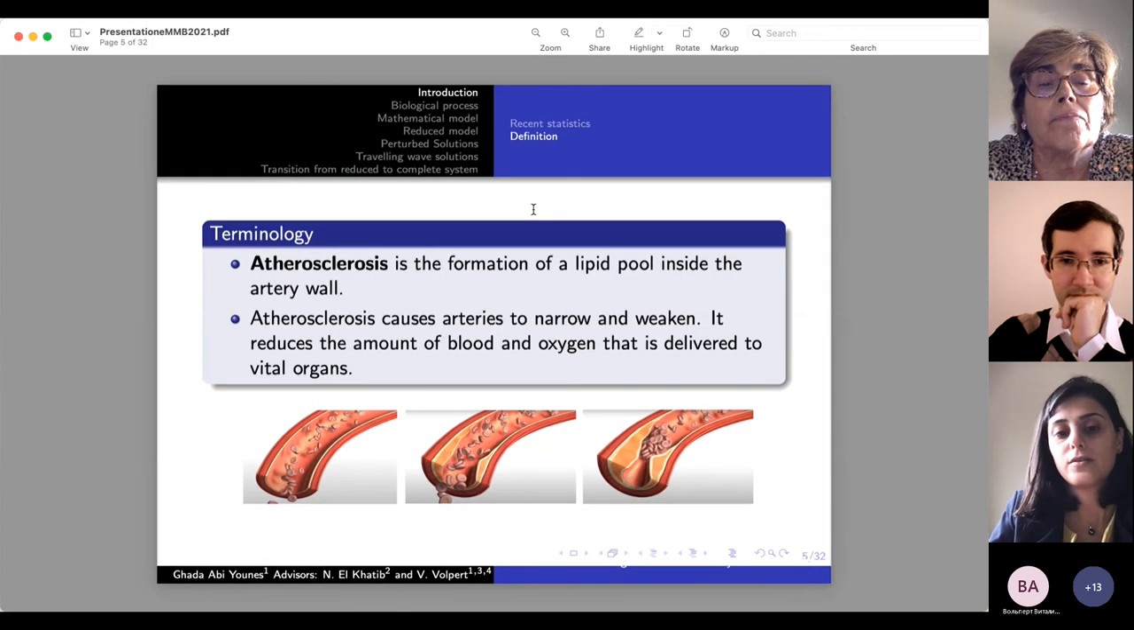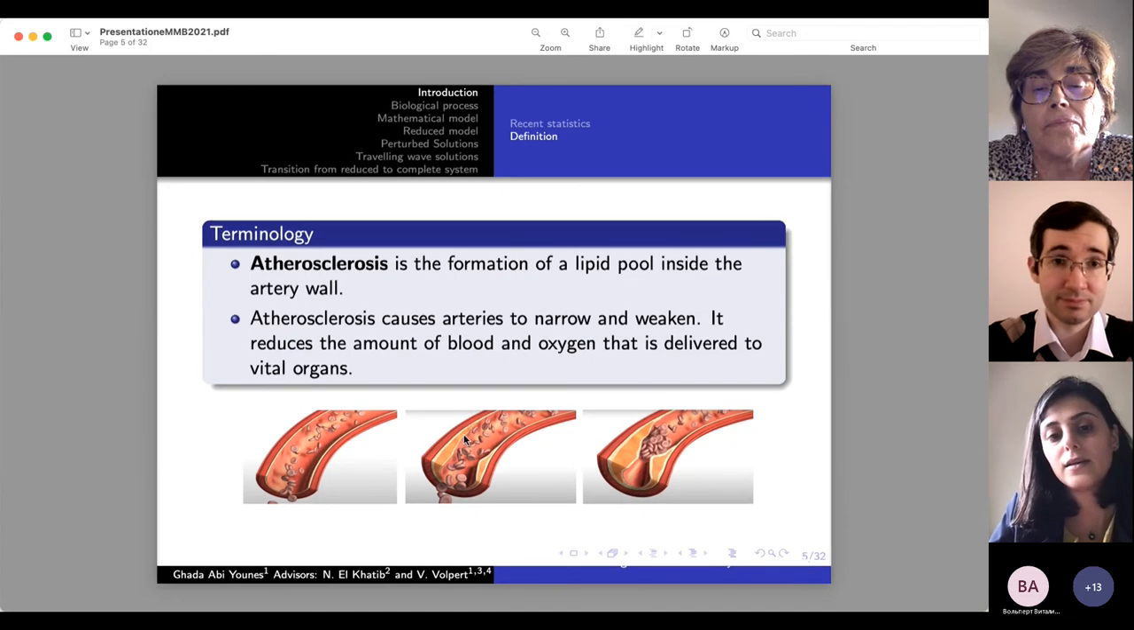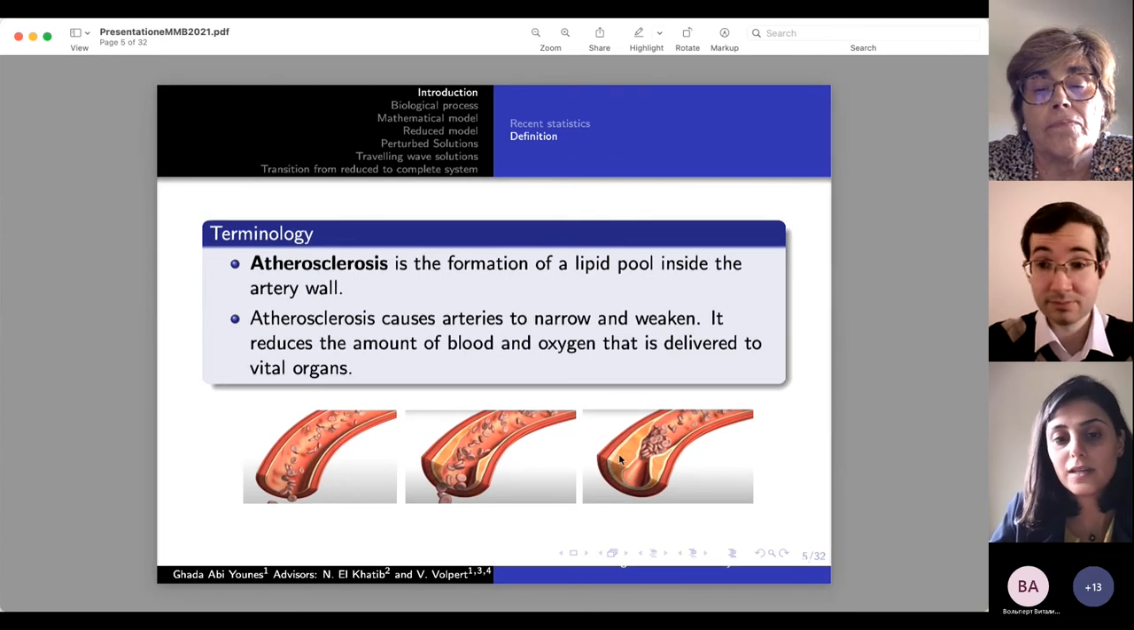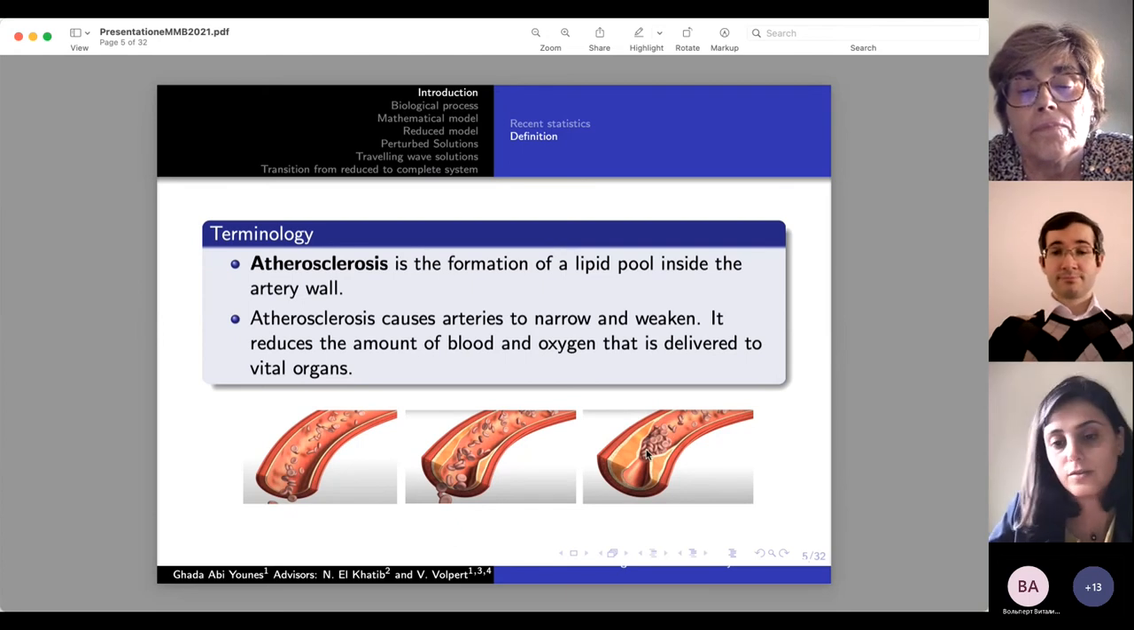So what is atherosclerosis? As a terminology, it is the formation of a plaque inside the arterial wall. And this causes arteries to narrow, to weaken, and to be less flexible. It also reduces the amount of blood delivered to vital organs.